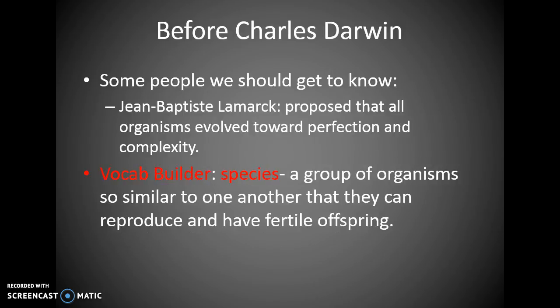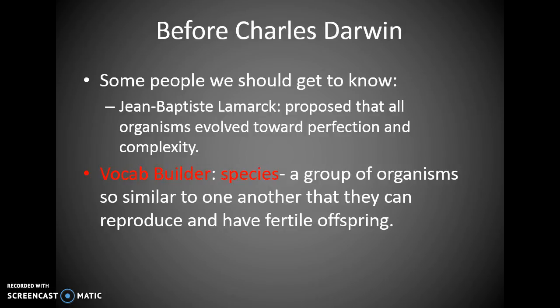Okay. A species is a group of organisms so similar to one another that they can reproduce and have fertile offspring. So what that means is that a human being from the United States could mate with a human being from Japan, and they could have a baby, and that baby would later on be able to have offspring, have their own babies. That means that we're the same species, okay?